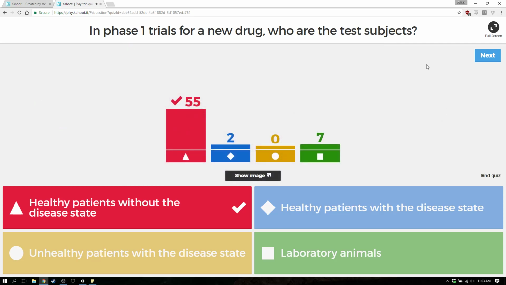Okay, so that was my goof. These don't actually make sense, right? Healthy patients with the disease state, these are kind of contradictory to one another. So I guess this would be the same. Unhealthy with it. I apparently was not thinking very clearly when I wrote this question, so I would throw this one out for next time.